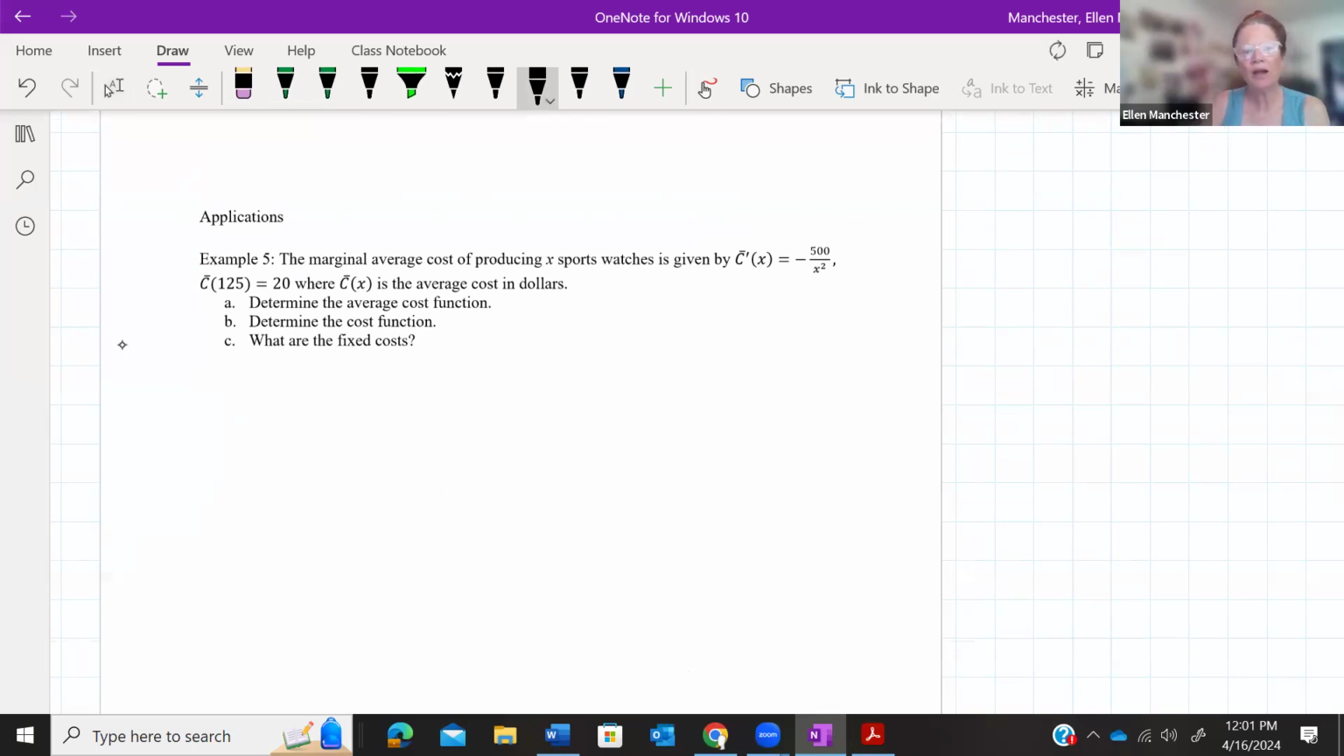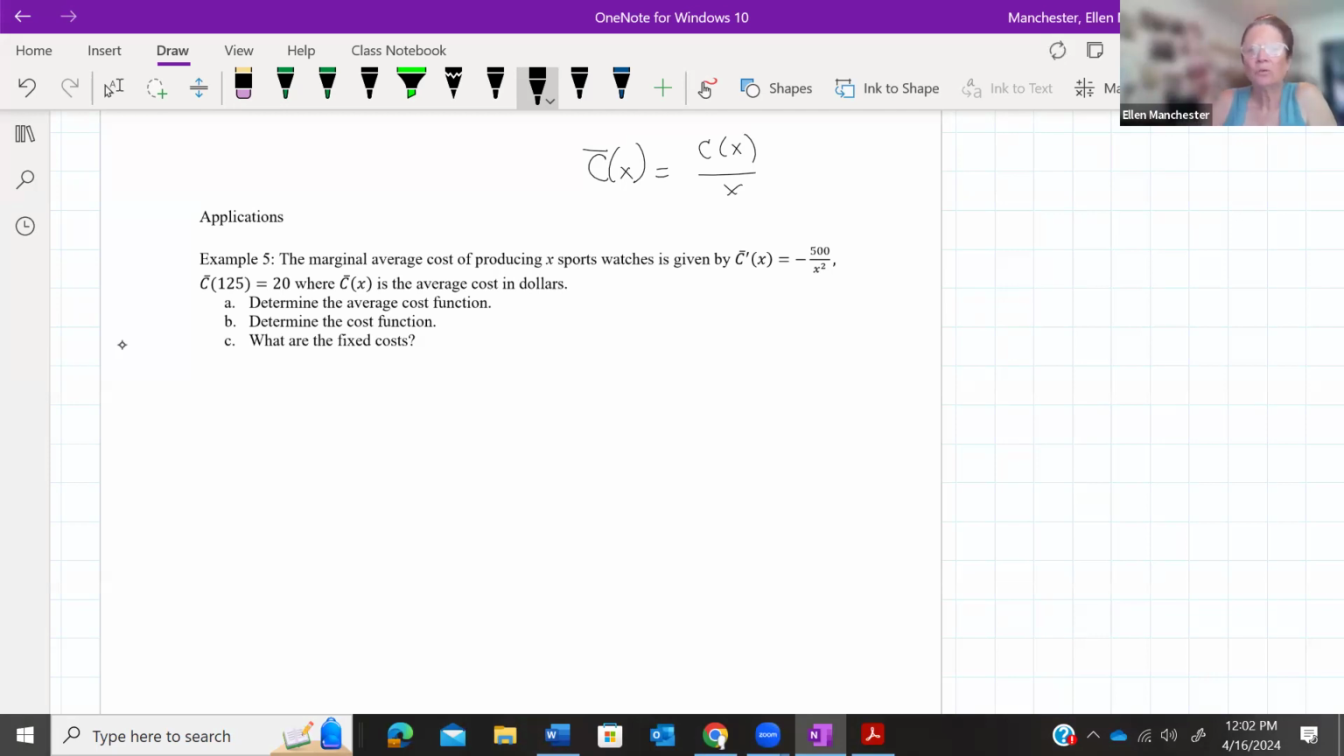The marginal average cost of producing x sports watches is given by marginal average cost equals negative 500 over x squared. So what you have to remember, to find average, you take the cost function, the total, and divide it by x. We did this early on. To find average of anything, you take the total and divide it by the number of numbers. This is the derivative of the average. It's how the average is changing.